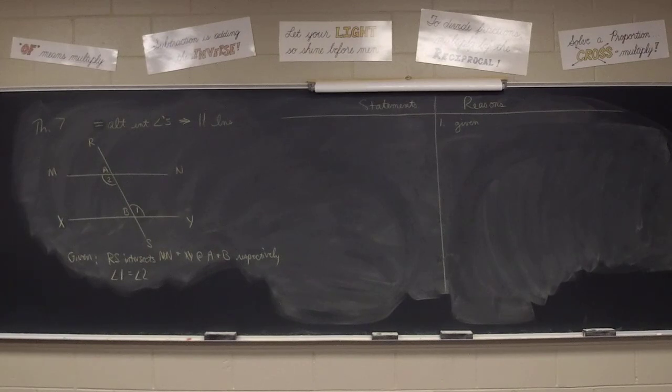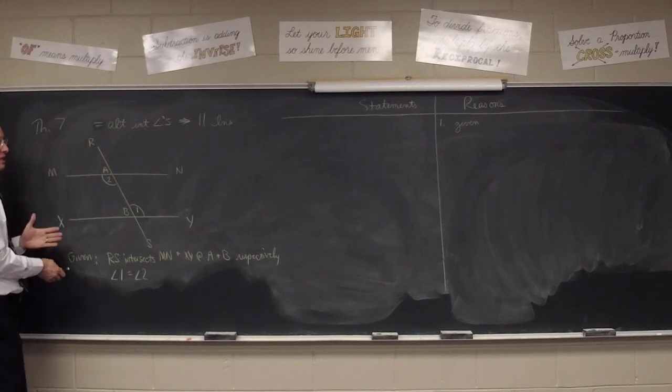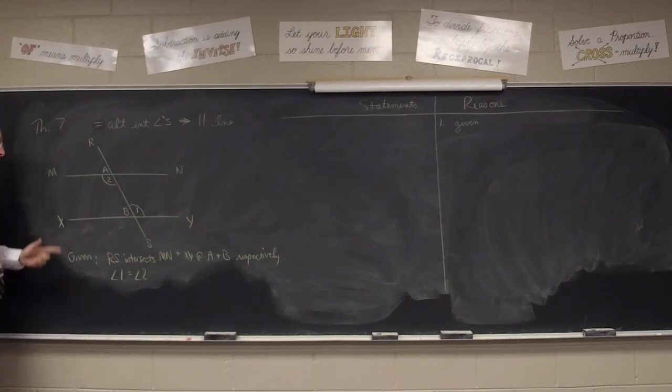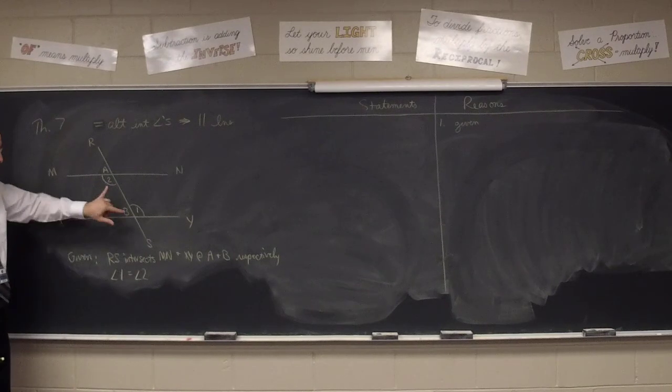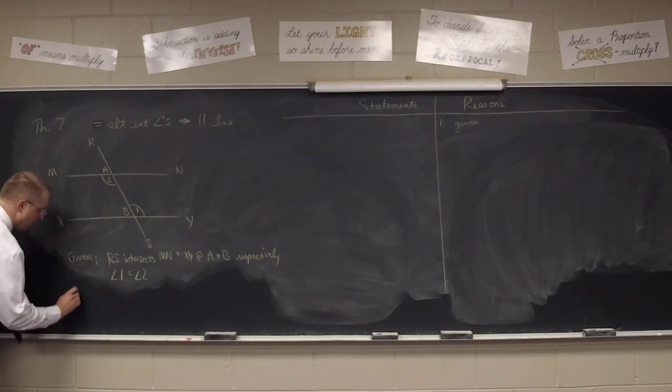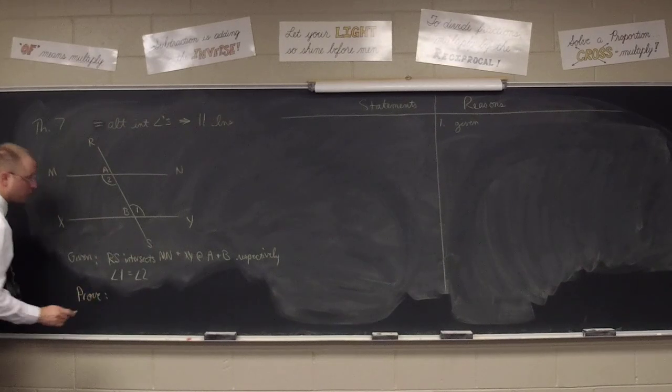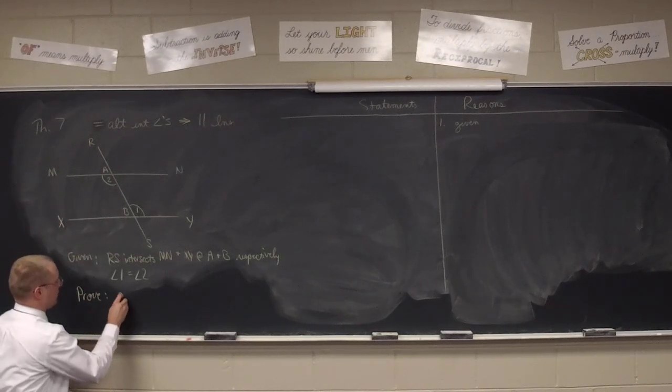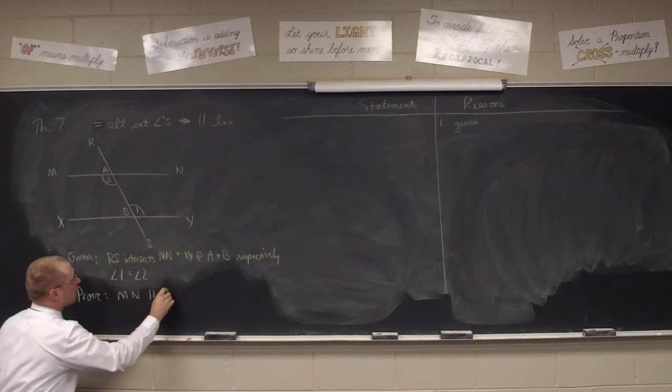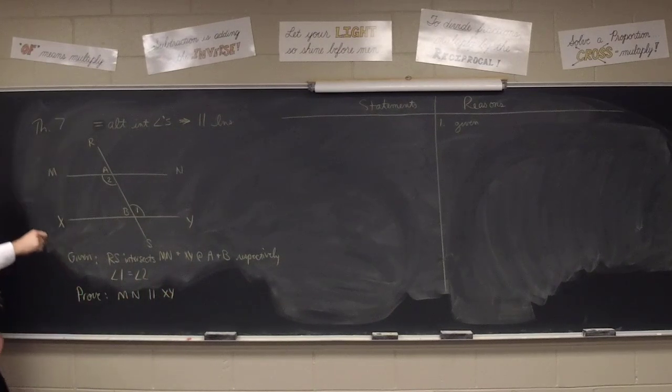If, when two straight lines, MN and XY, are cut by a transversal, RS, a pair of alternate interior angles are equal, angle 1 and 2, then the lines are parallel. So we're going to prove that MN is parallel to XY.